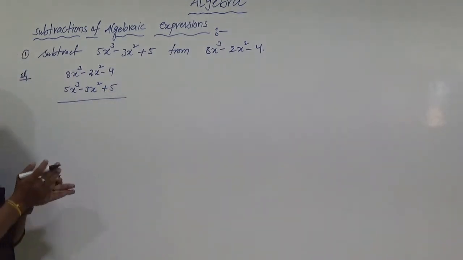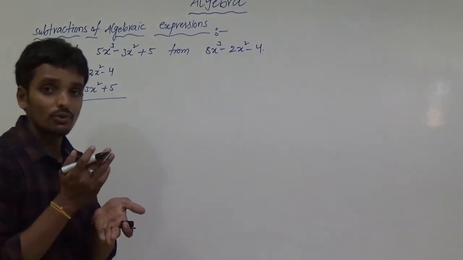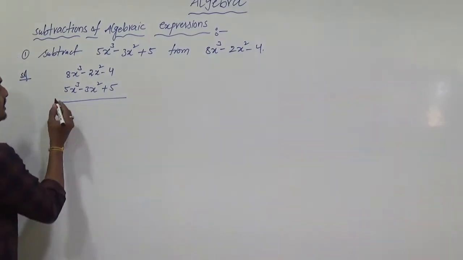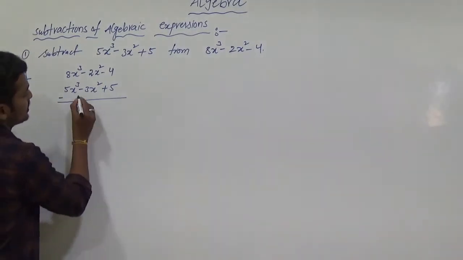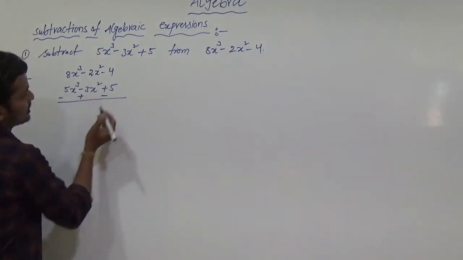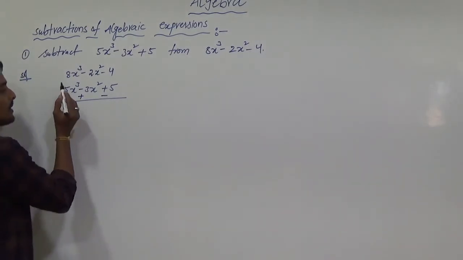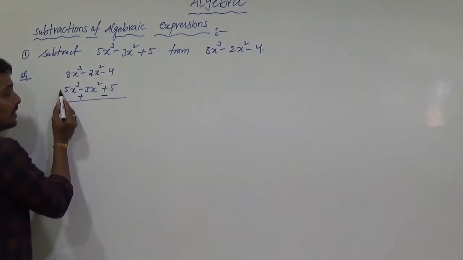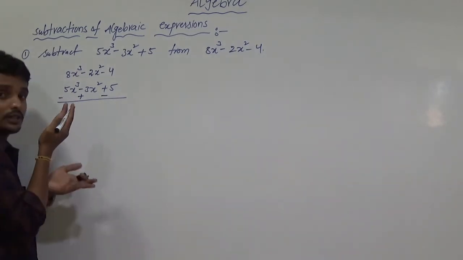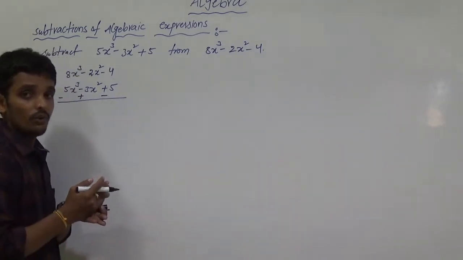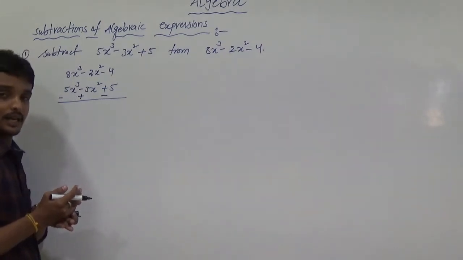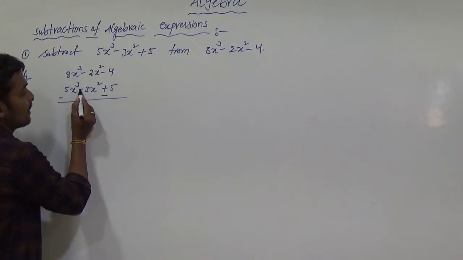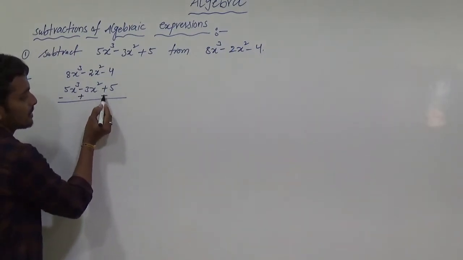When we are doing the subtraction, we have to change the signs of the second expression. This is minus, this is plus, this is minus. So now we are subtracting. Actually, this number 5 has a plus 5, but we are doing subtraction, so we have to change the symbols of the second expression. That's why the plus becomes minus, minus becomes plus, plus becomes minus.